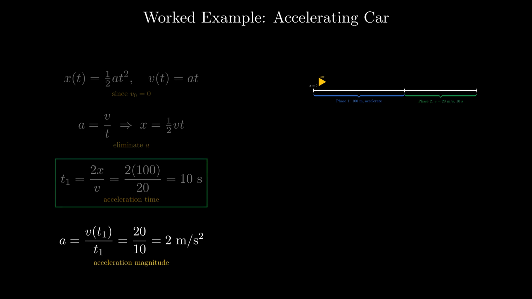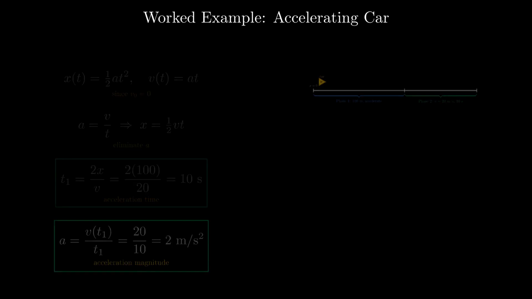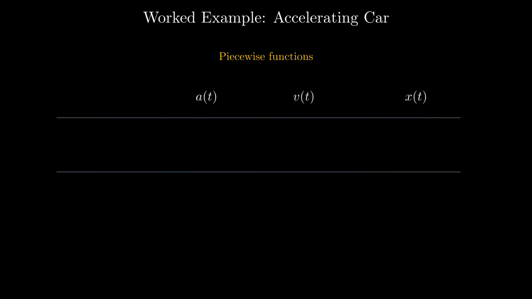The acceleration equals velocity divided by time. 20 meters per second divided by 10 seconds gives 2 meters per second squared. Now for the piecewise functions. In phase 1, from 0 to 10 seconds, the acceleration is 2 meters per second squared, the velocity is 2 times t, and the position is t squared.